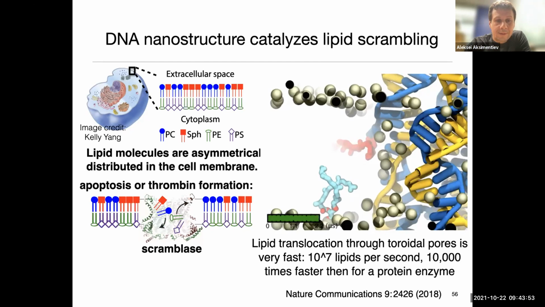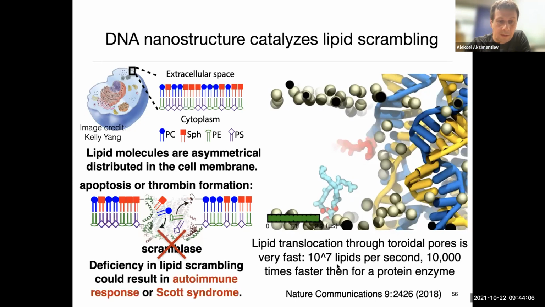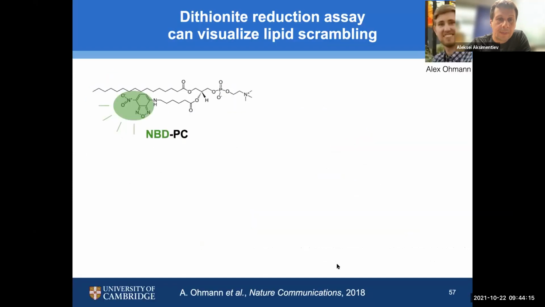So the scramblases scramble lipids, but they do it very inefficiently. Our DNA scramblase turns out to work about 10,000 times faster than any protein enzyme known today. So bad things happen if it doesn't work. One of the applications could be to create therapeutics based on that.